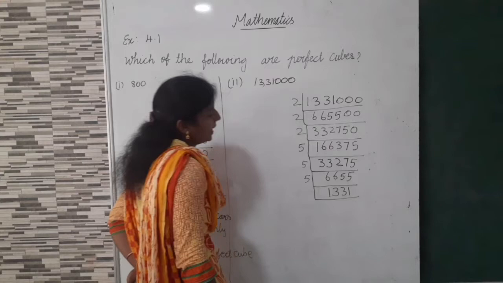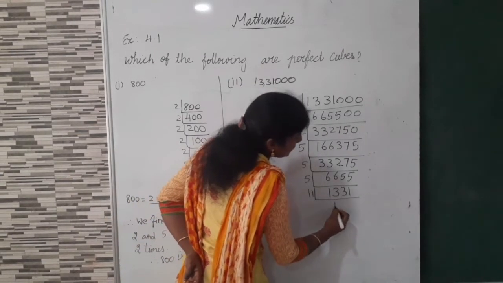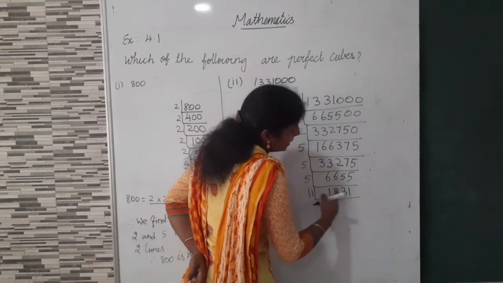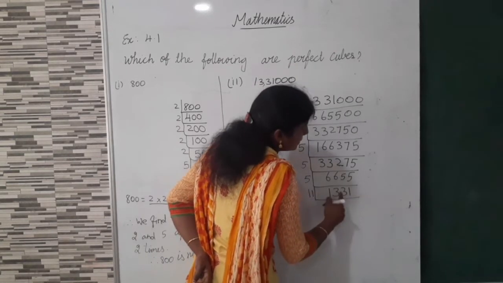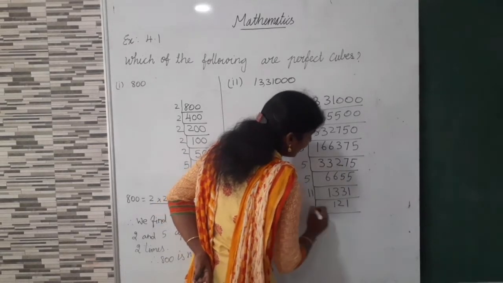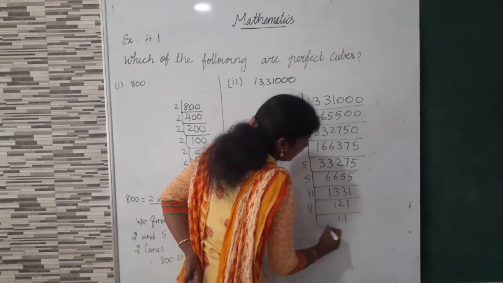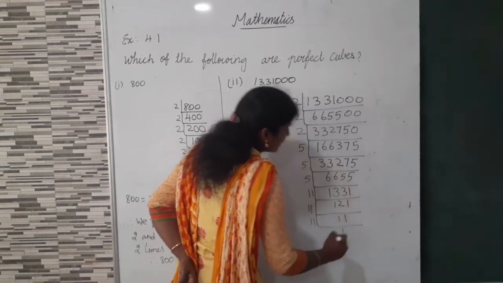Now we can take this in the 11 table. 1 11 is 11, 2 balance. 2 11s are 22, 1 balance. 1 11 is 11. Now here 11. 1 11 is 11. Again 11 table. 1 11 is 11.